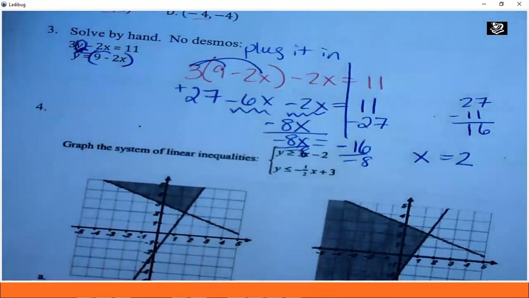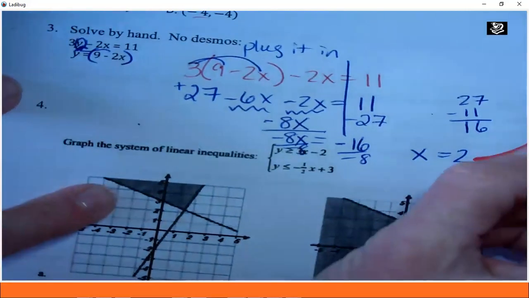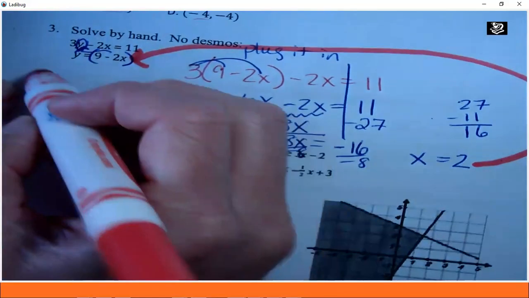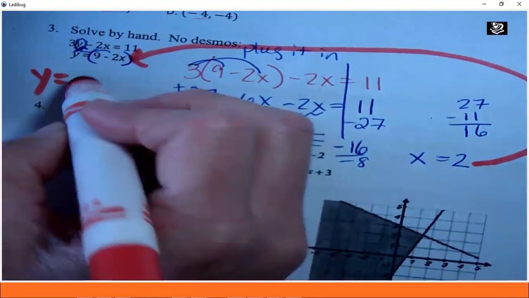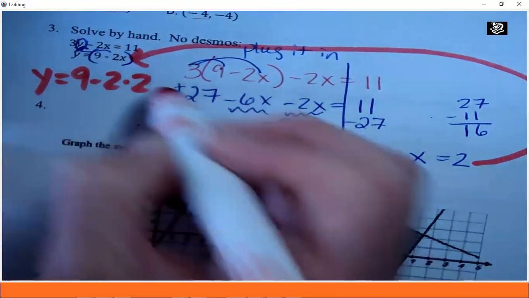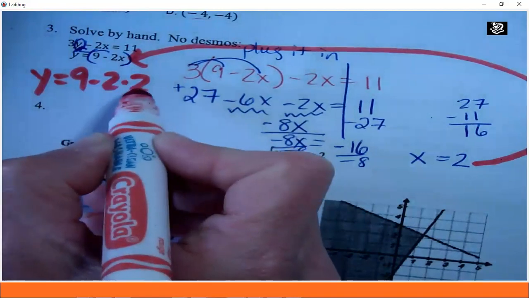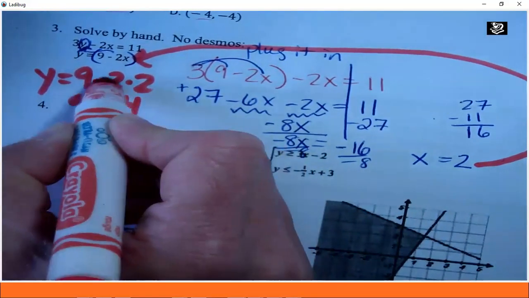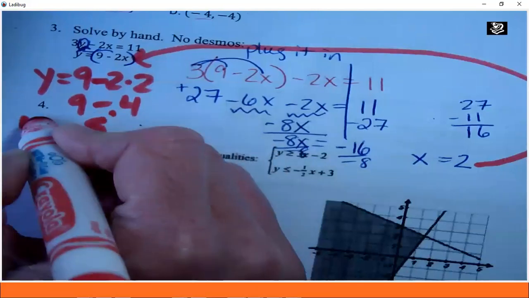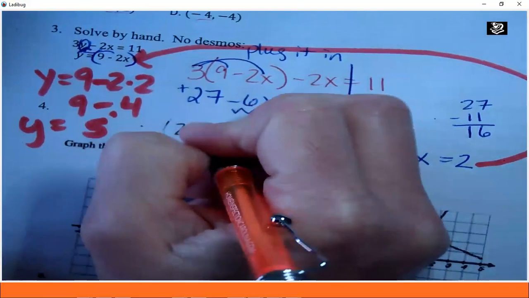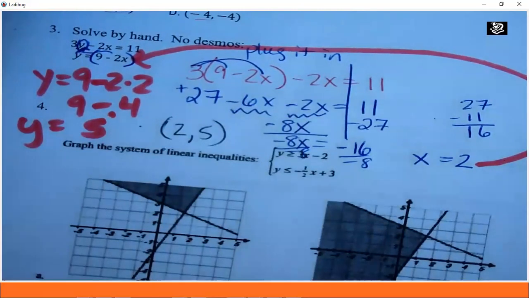What do you have to do? You want to plug it into the top one or the bottom one? Oh, the bottom will be easier. Let's do the bottom one. So what do I write? Y equals what? 9 minus 2 times 2. You have to multiply first. Please excuse my dear Aunt Sally. So that's 9 minus 4, which gives you 5. So y is 5. Jordan, how do you write your final answer? 2 comma 5. Okay.